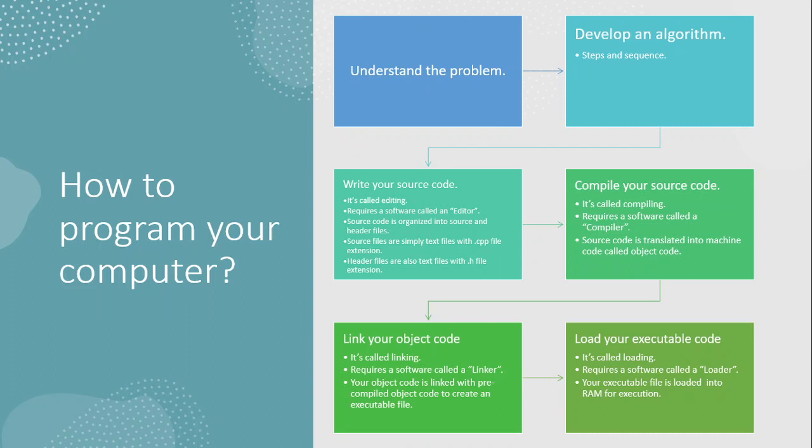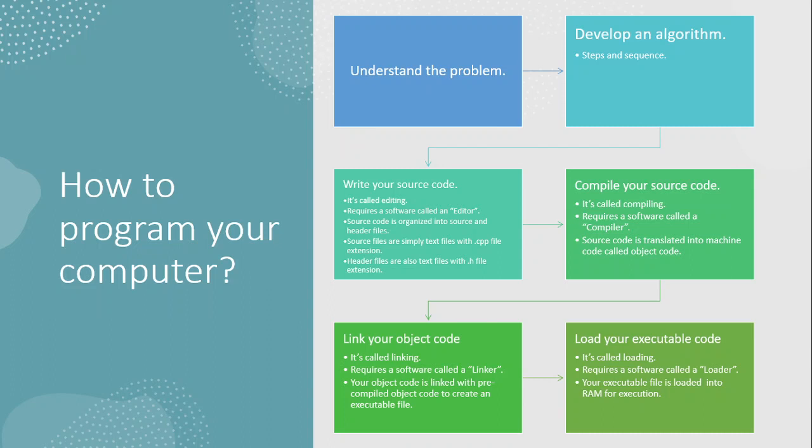In order to execute any code, it has to be loaded into the primary memory or RAM. So this step is called loading. We need to load the code from the hard drive into the primary memory. We need to load that executable file. In order to do it, we need a loader. A loader is usually part of the operating system. So this software is called loader. It loads the executable files into the primary memory or RAM, and then it asks your microprocessor to execute it.